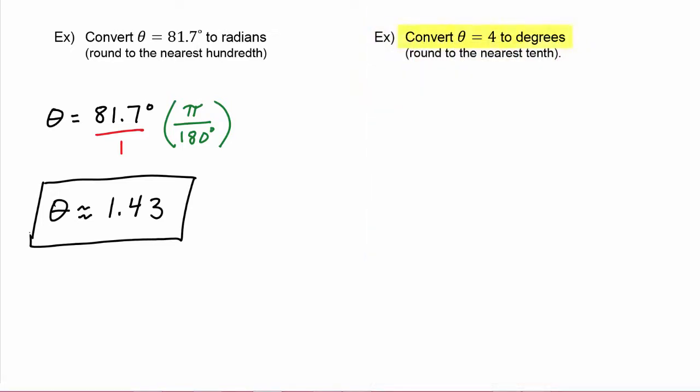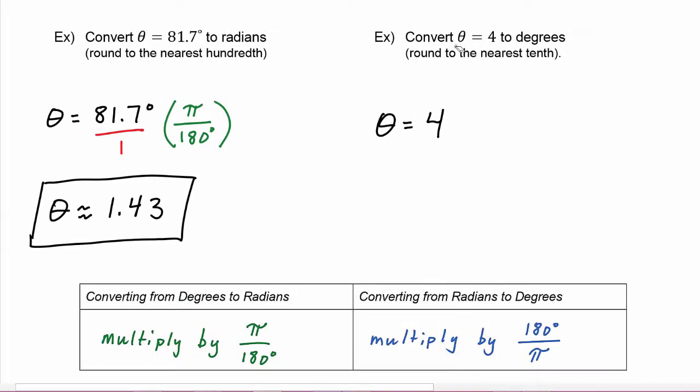Next, we have to convert theta equals 4 to degrees. So we have theta is equal to 4. Because no units are indicated, we know that's radians. Now we're going from radians to degrees, so we know that our conversion factor is going to be 180 degrees over pi.